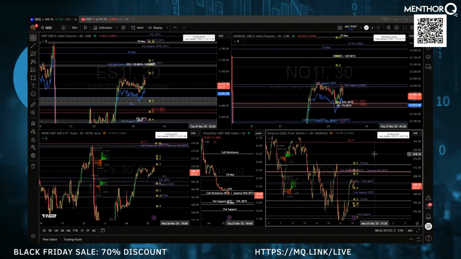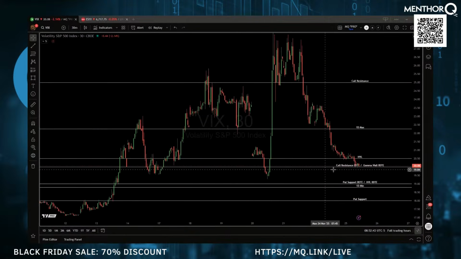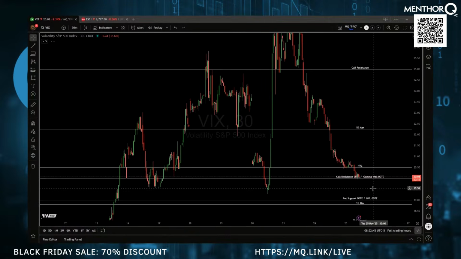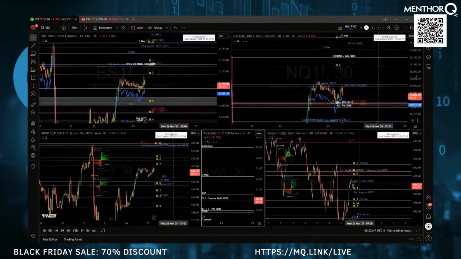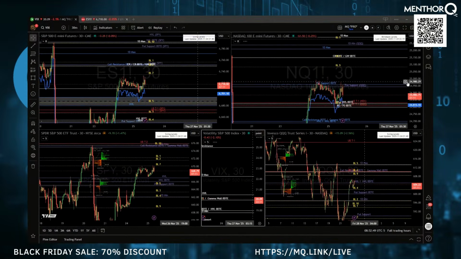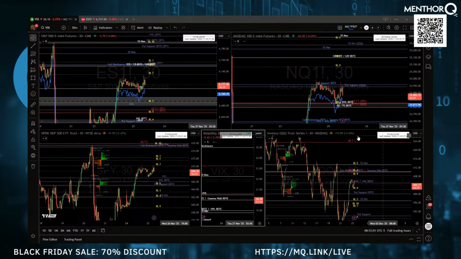And let's also take a look at what is going on with the VIX. VIX is sitting around number 20. What does it mean for us? That we should have around a 1.3% move on SPX or ES. What does it mean for us? Around 70-80 points for today is the expected move.